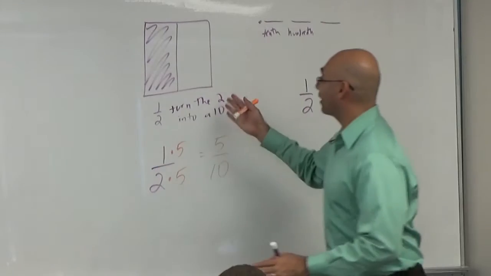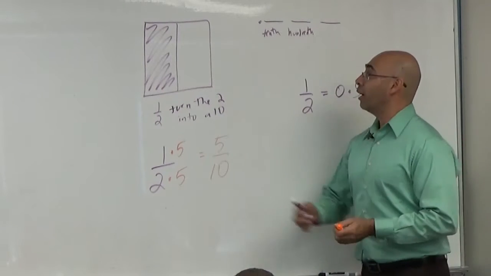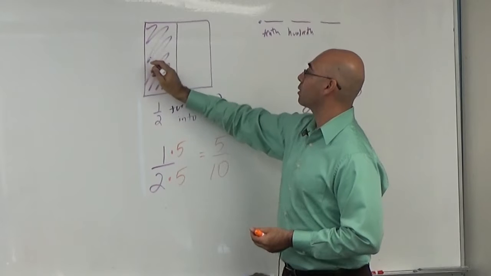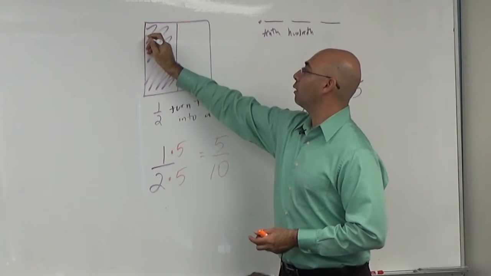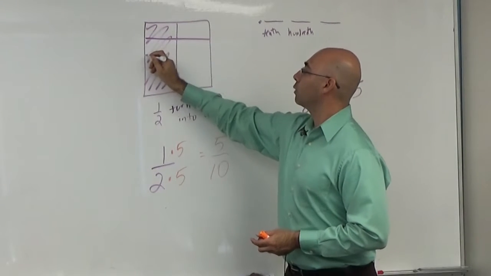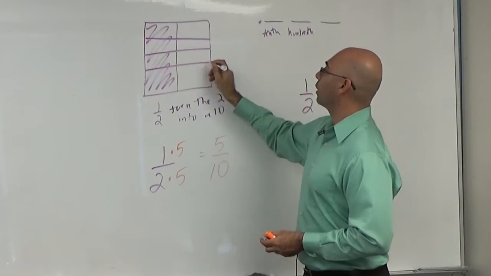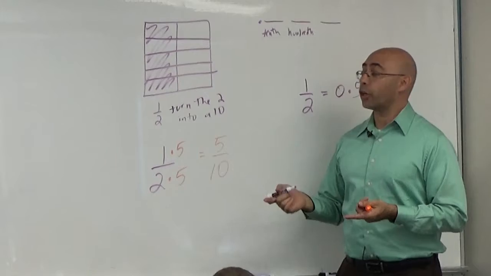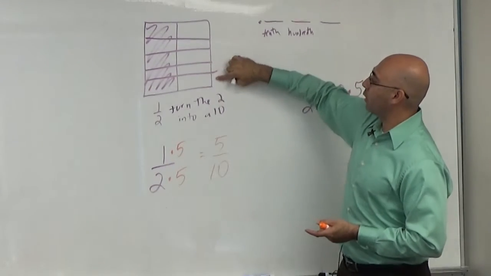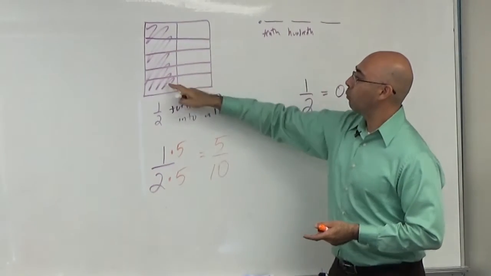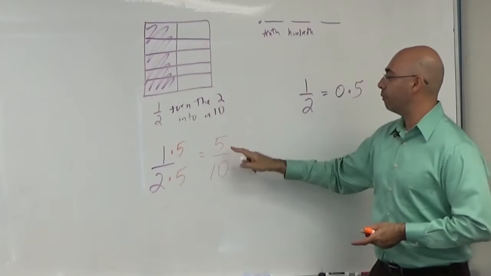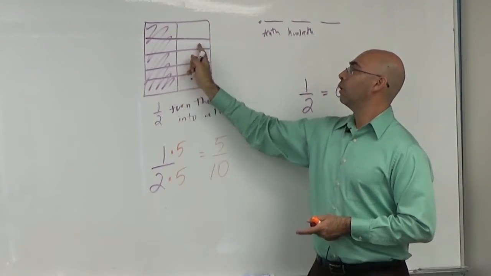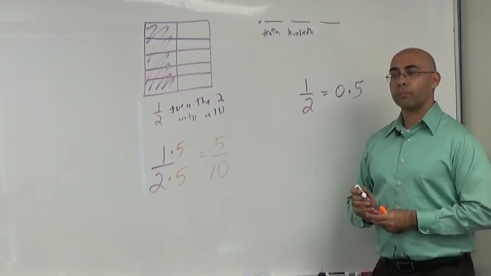0.5. To go back to this, if I were to use this as a picture, to turn the bottom into a 10, I'll have to cut this up into 10 pieces. 1, 2, 3, 4. Now in just the picture, how many pieces are shaded? 5. And how many pieces are there all together? 10. There you go.